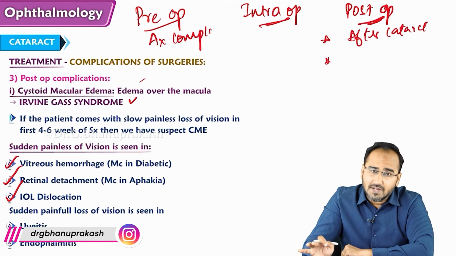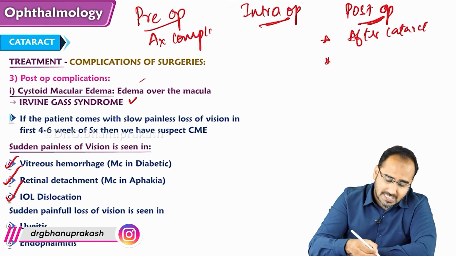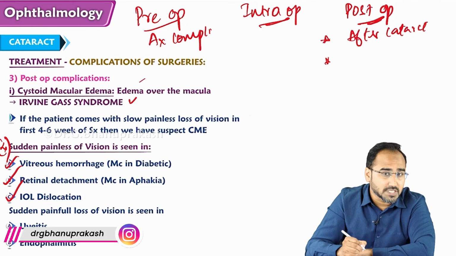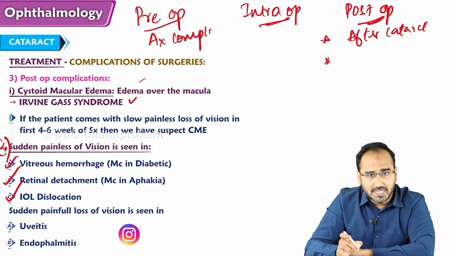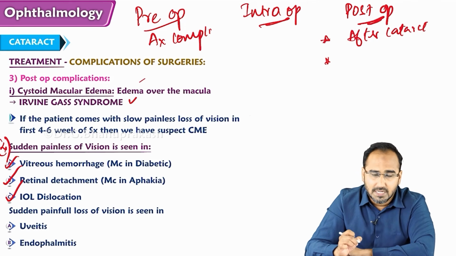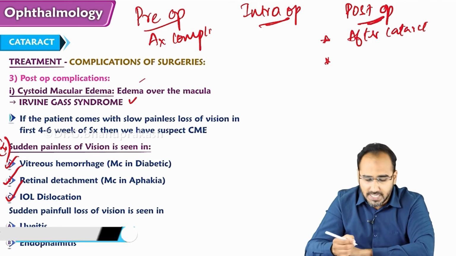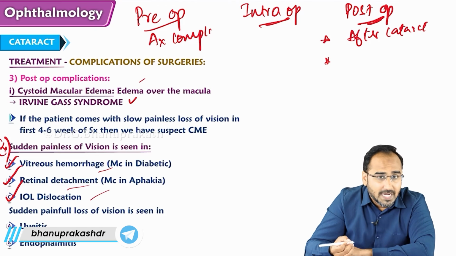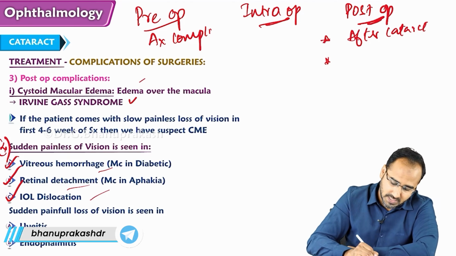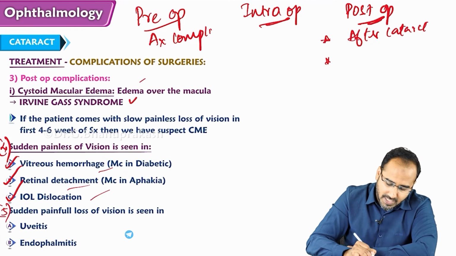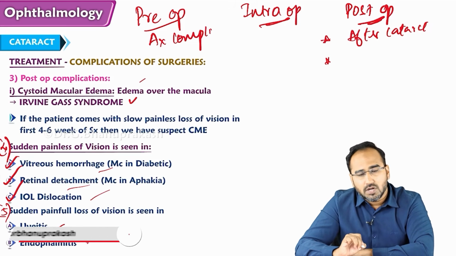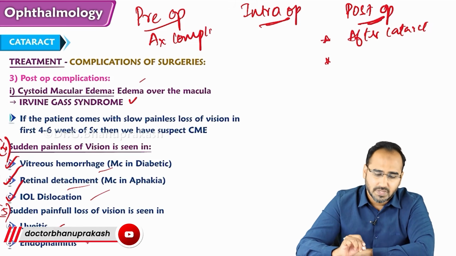Okay? We are still discussing the complications, guys. Next is sudden painless loss of vision. Sudden painless loss of vision can occur after cataract surgery. But what are the other causes of sudden painless loss of vision? Vitreous hemorrhage, retinal detachment and intraocular lens dislocation. Sometimes the patient might complain of sudden painful loss of vision after cataract surgery. What are the other causes? Uveitis and endophthalmitis can also be the cause of sudden painful loss of vision, right?